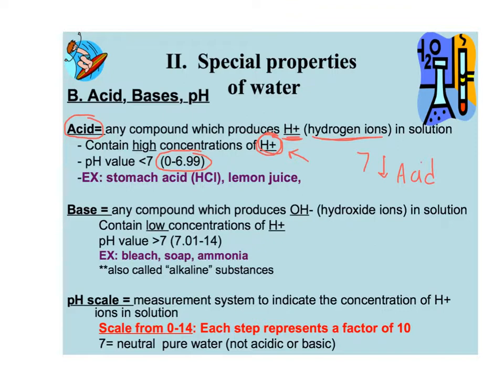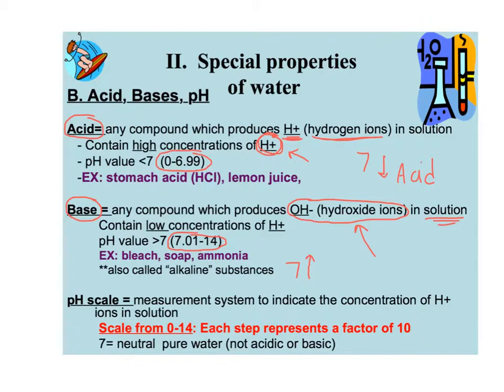Now, on the other end of the spectrum, another very dangerous thing that can also burn you, those are called bases. And you need to know two things about a base. Bases produce OH minus or hydroxide ions when they're put in solution. So if you put something in water, if it produces OH minus or hydroxide ions, it is considered a base. And it has the opposite pH. So if 7 is pure water, it is higher than 7. So it has a pH between 7.01 and 14. So that would make it a base.